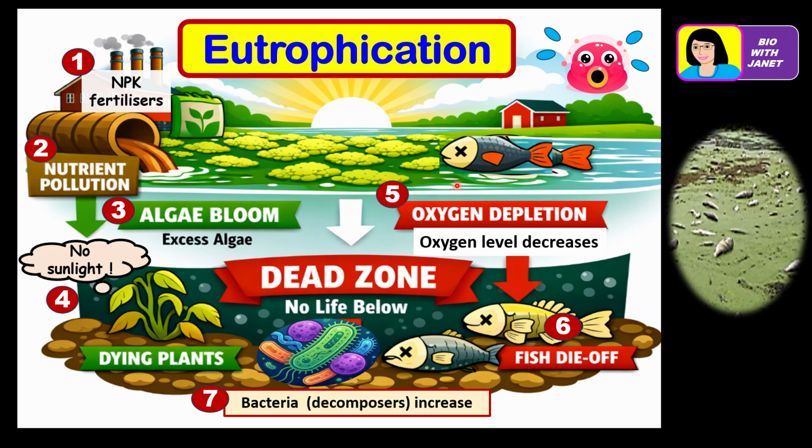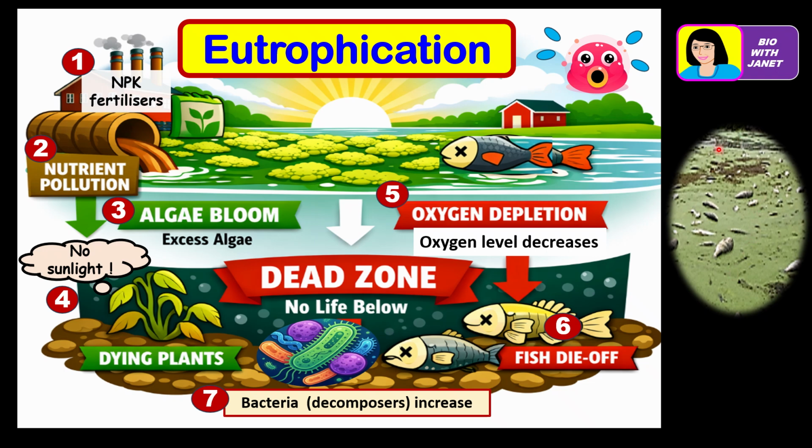Teacher Janet here. In this video, we'll discuss eutrophication from Form 5 syllabus, Chapter 10. So have you ever seen fish dying in a river like this? The fishes are floating on top of a layer of algae. Okay, so what's going on here?